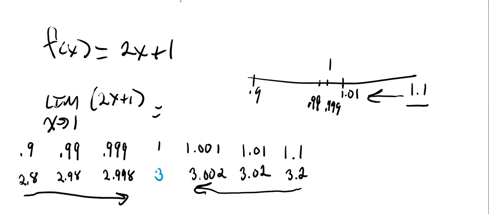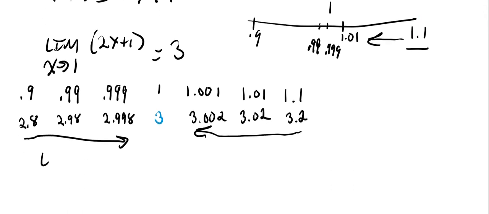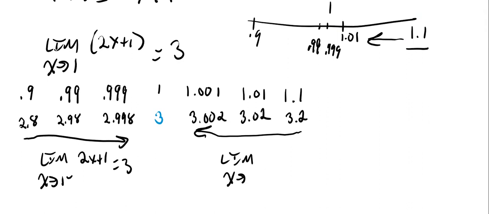So I would then say that numerically, it looks like the limit is 3, because the limit from the left looks like it's 3. The limit as x approaches 1 from the left of 2x plus 1 looks like it's 3. And the limit as x approaches 1 from the right of 2x plus 1 equals 3. I'm putting it on the right here.